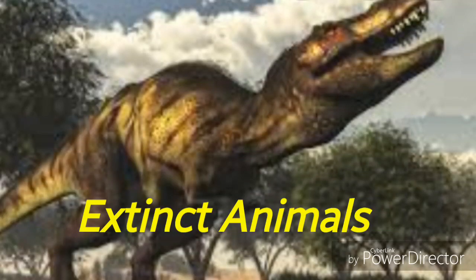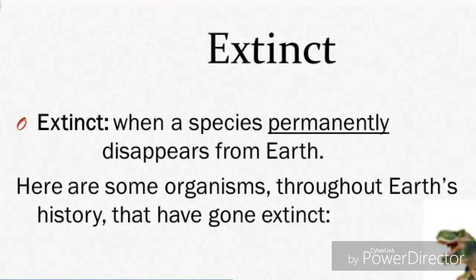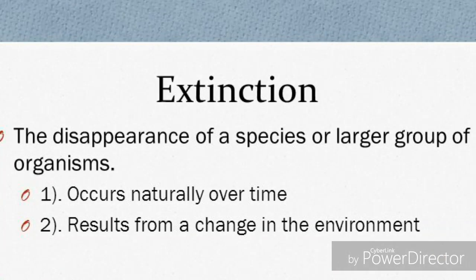Now let us learn about extinct animals. When a species permanently disappears from the earth, then we call it extinct. Extinction is the disappearance of a species or large group of organisms. It occurs naturally over time or it results from a change in the environment.